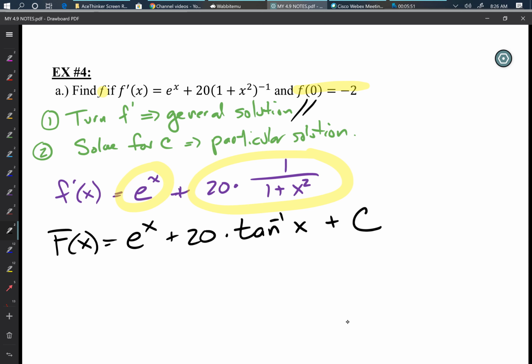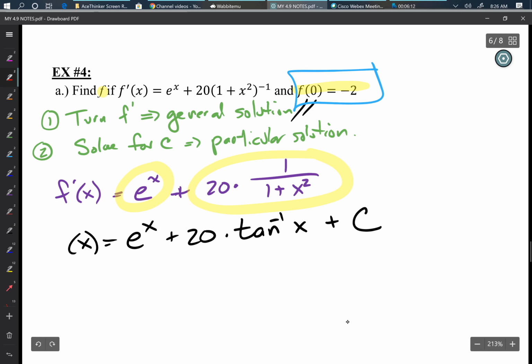Now I need to turn the general solution into the particular solution for the initial condition f of 0 is equal to negative 2, which tells me that when x is 0, the entire function needs to be equal to negative 2. Now I just realized something. I made a small mistake, and I'm going to correct it. This should not be capital F. Since I was given f prime, what should that really be? That should be our lowercase f, so I'm going to go back and correct that. And now I'm going to solve for the initial condition.